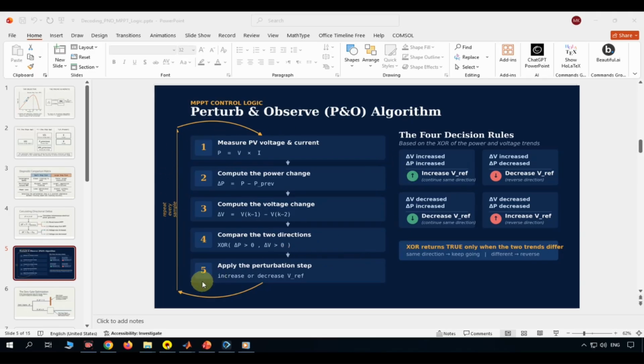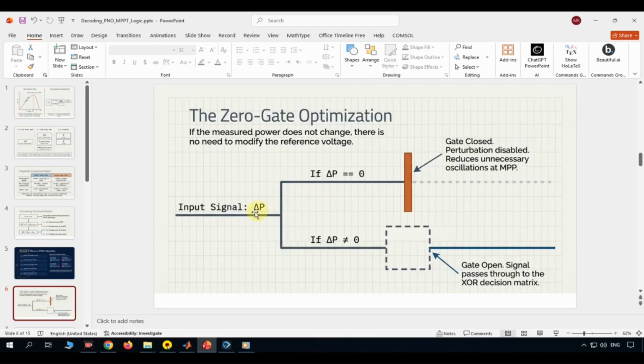The voltage step is then generated. This line simply selects either a positive perturbation or a negative perturbation. If the previous perturbation improved the power output, the voltage continues changing in the same direction. Otherwise, the controller changes direction.